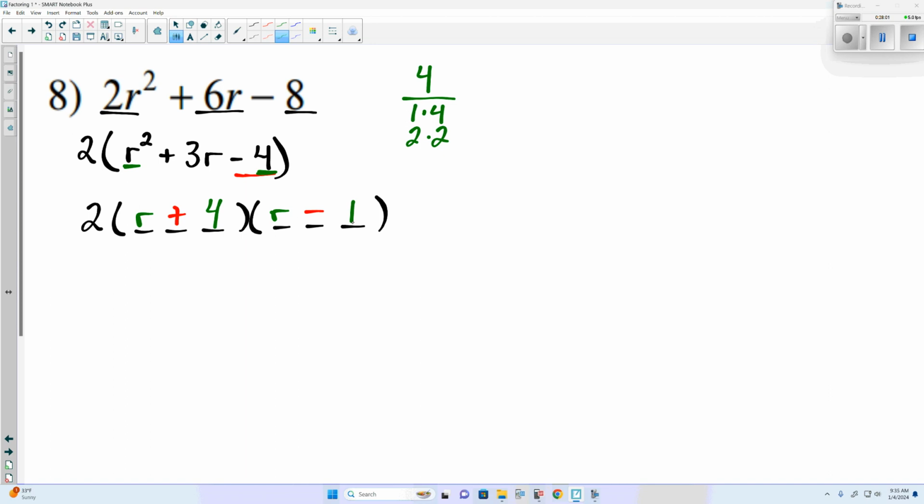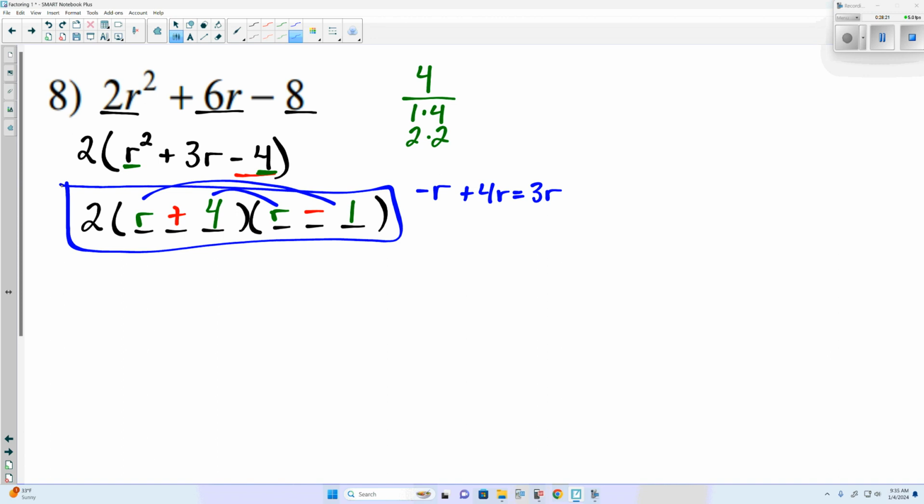Because again, our last step is to check. R times negative 1 is negative 1r. 4 times r is plus 4r, giving us positive 3r. Is that the one we wanted? Yes. And that's it there.